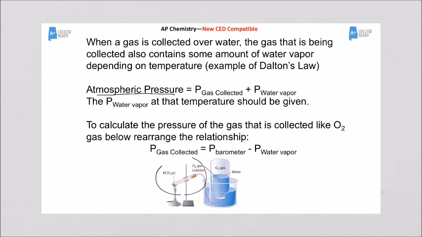Because the atmospheric pressure is given and the water vapor pressure is given, we just need to rearrange, and we can figure out the pressure of the gas we're collecting by subtracting the water vapor pressure from the atmospheric pressure, which came from our barometer. The water vapor pressure is really a table in the back of a book that's designated at different temperatures. So it's a really simple subtraction. You just have to know to do it. And that ends the gas discussion.